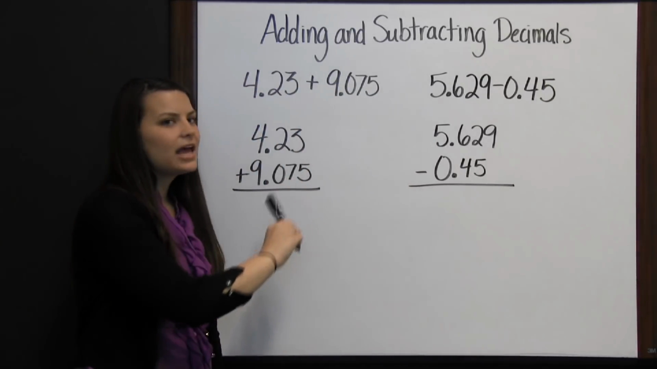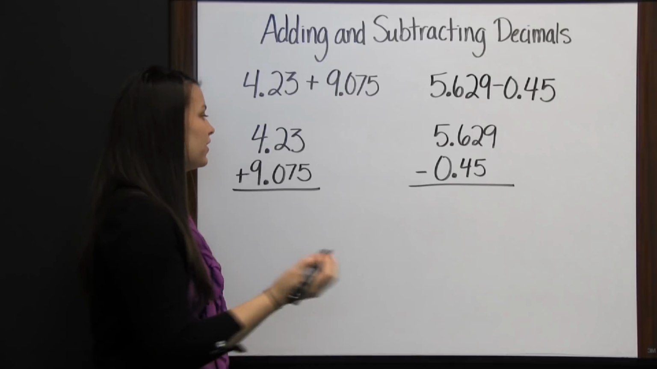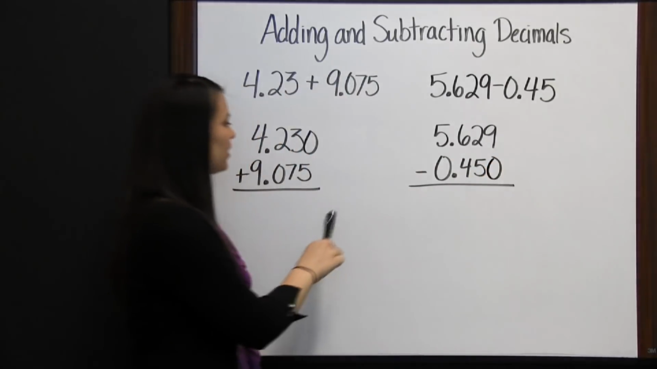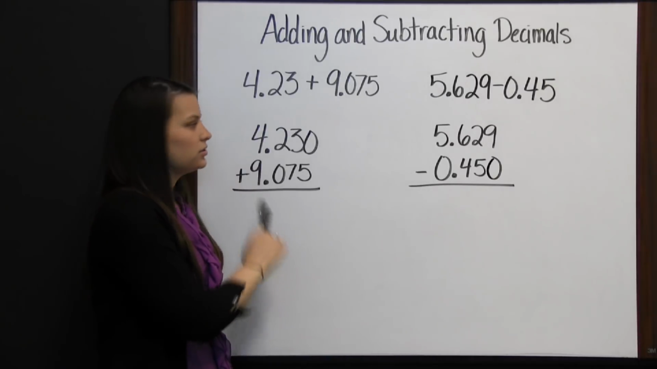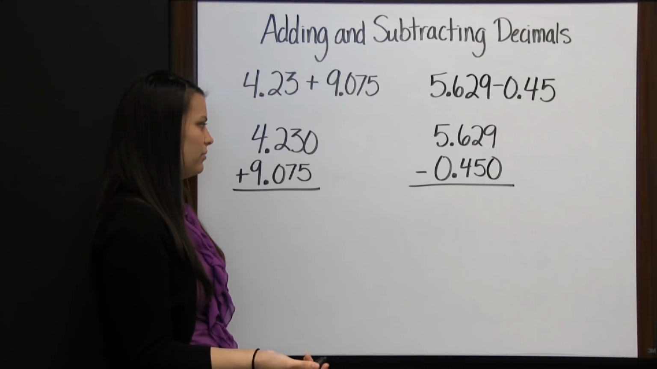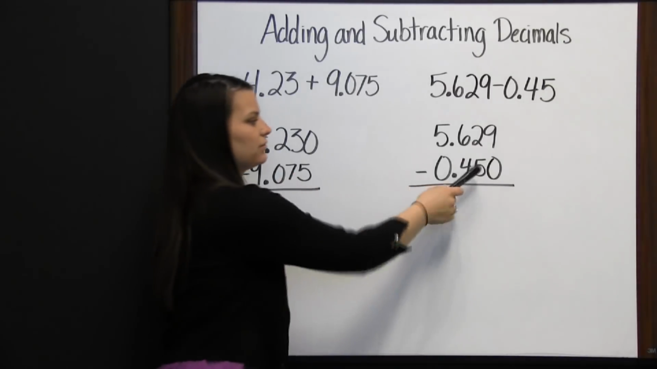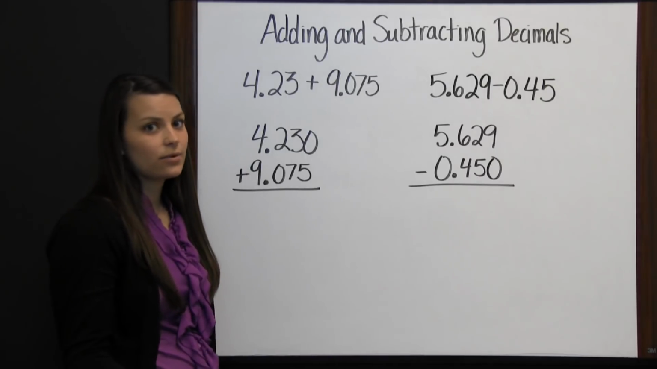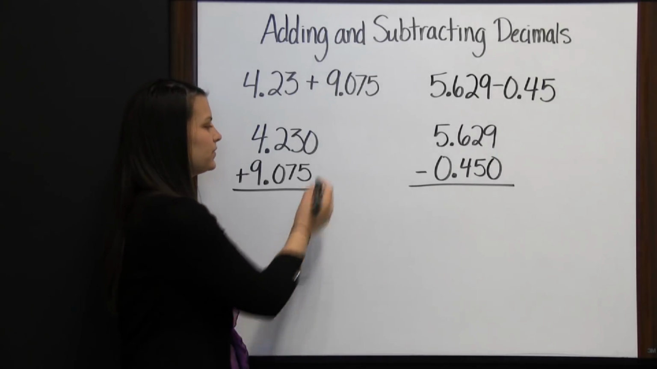Then if you have any empty spaces, you can fill in with zeros. Adding zeros to the back of a decimal doesn't change the value of your number. So these numbers are still what they were. They're still equal. And then we just add or subtract like we usually would.